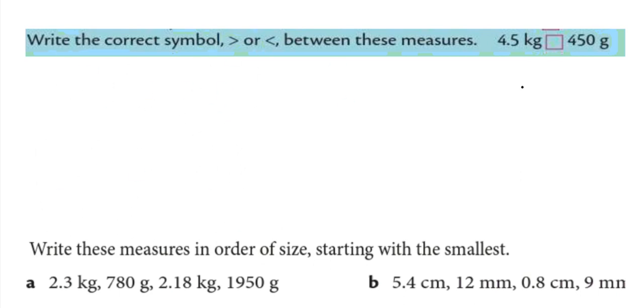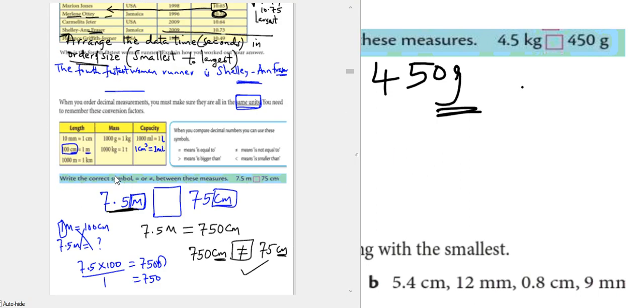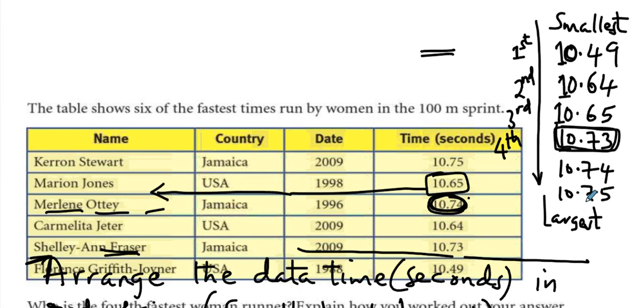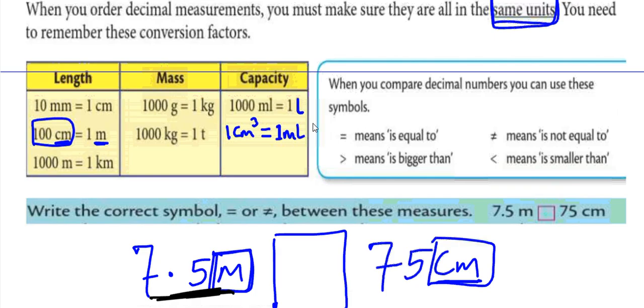Now let us compare 4.5 kilogram with 450 gram. Now you can't do any comparison here because one is a kilogram and one is a gram. So what do we do? We go back to the conversion factor between kilogram and gram. This is what you have to understand, the conversion factor.